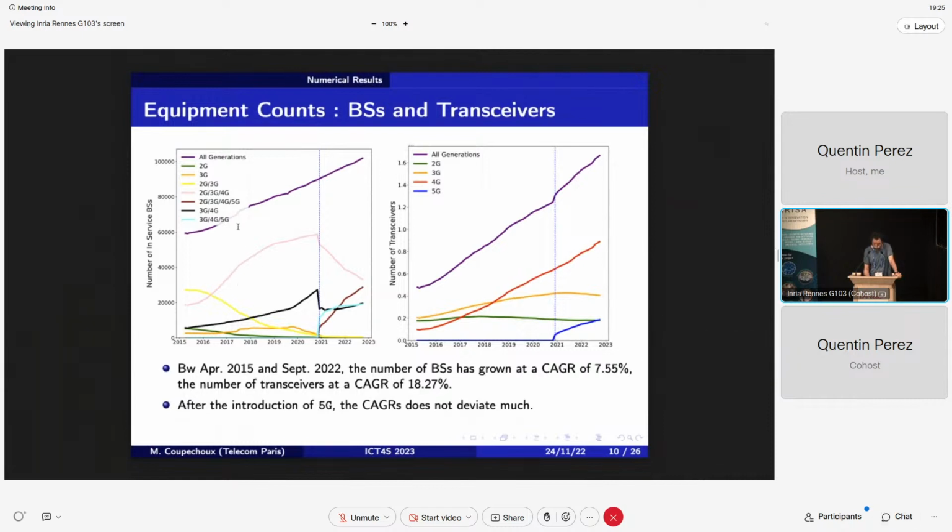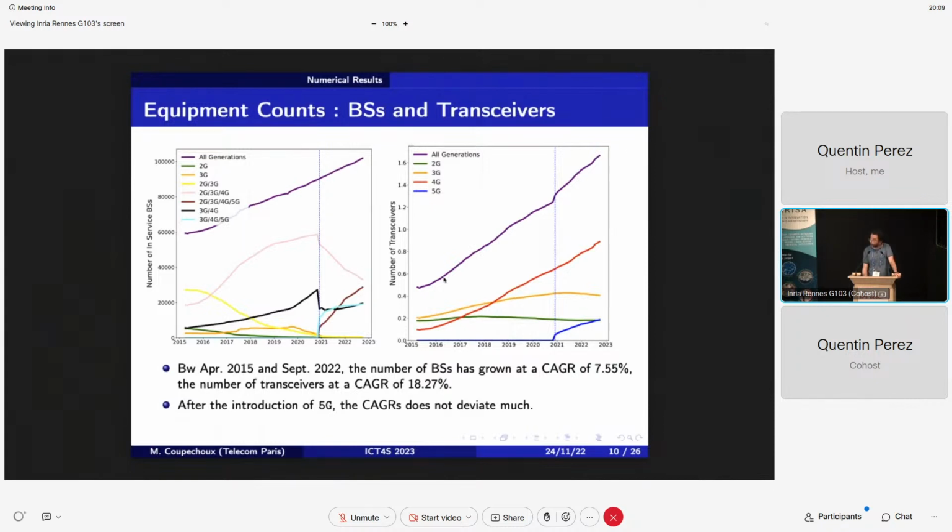So we have base stations that are multi-technology. For example, take this curve, it's 2G, 3G, 4G base stations. They are increasing until 5G, and then they have been upgraded to 5G. So you have this curve: these base stations are decreasing and the number of base stations with 5G is increasing. And here at the top, you have the total amount of base stations in France. So we see that the rate of increase is quite high, maybe 7 or 8%. And if we go deeper, I mean, we look at the number of transceivers, the rate of increase is even higher, maybe 18%.